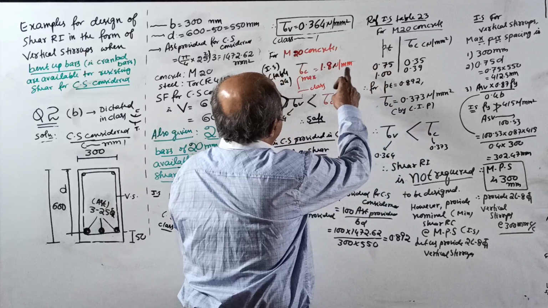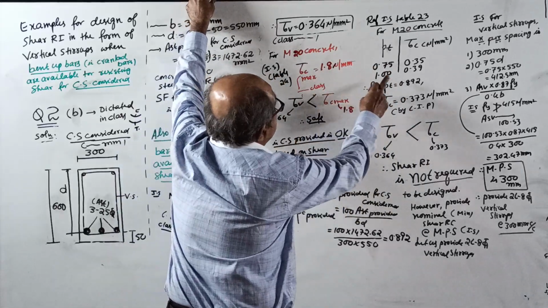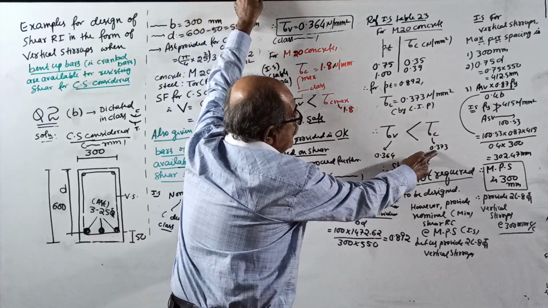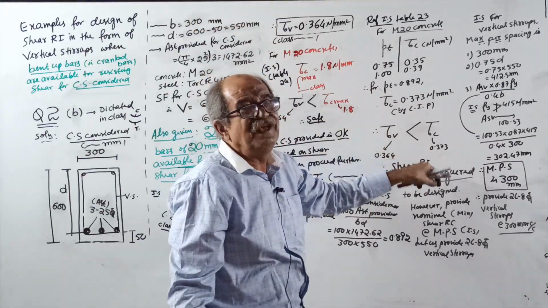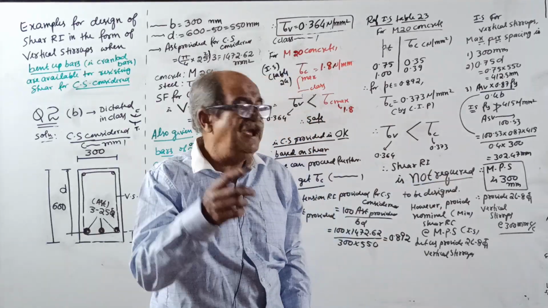See, shear stress is 0.364, whereas concrete capacity is 0.373. This all I told earlier. So provide nominal shear reinforcement.